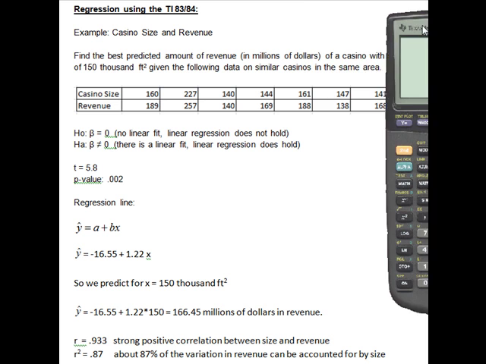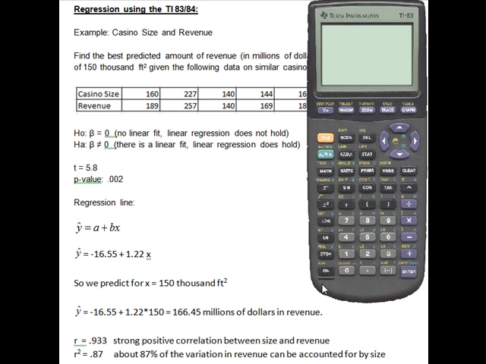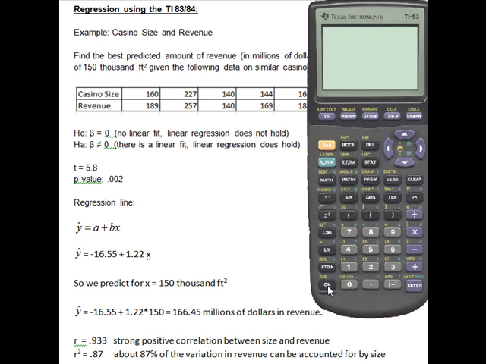All right, let's bring in the calculator, and we'll turn this on. Let's clear. The first thing that we have to do is go into STAT and Edit. We have to enter the data. I list the x values in L1, which are the size of the casino, and the y values, or the revenue, in L2. And I've already done that.